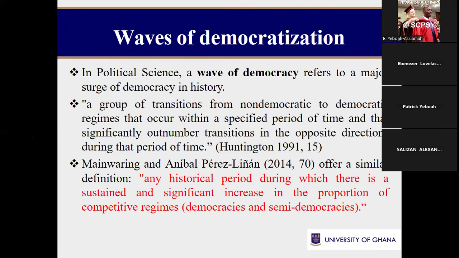So if we have a period where many countries move from non-democracy to democracy, and that number significantly outnumbers those moving from democracy to non-democracy, just like people leaving the vineyard but you also bring in more. If the ones you are bringing are more than the few who are leaving, you call that a wave. A wave of democratization: many countries are becoming democracies, but within the period you can have a few moving in the opposite direction.